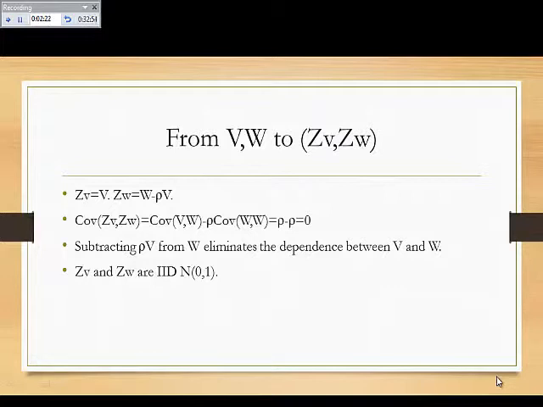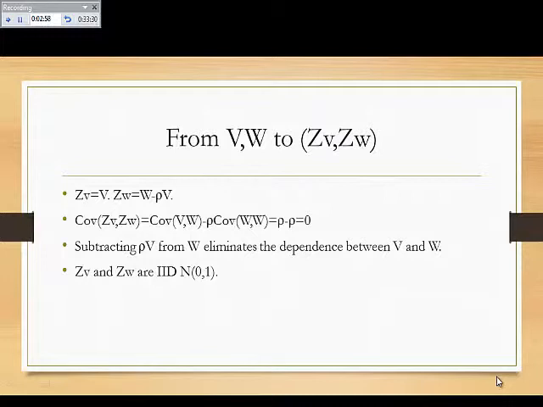And now the magic of the normal distribution is that if the covariance is 0, then ZV and ZW are independent. So basically now ZV is normal 0, 1, ZW is also normal 0, 1, and these are independent. For the normal 0, 1, I haven't actually proven that. You have to look at the expected value of ZW, and that will be 0 by linearity. And then you have to look at the variance of ZW.